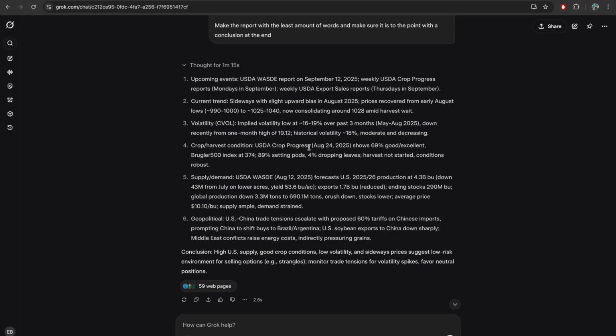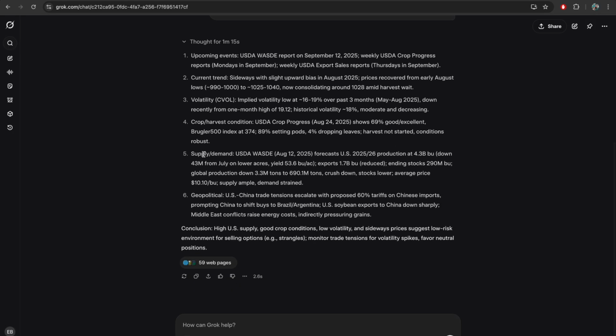So the USDA crop progress in August 24 shows 69% good to excellent condition for soybeans, and then we have the index: 89% setting pods, 4% dropping leaves, harvest not started, conditions robust. So that tells you the conditions are pretty good, and you can obviously ask it to expand and tell you more about every single point, or you can go and research it on your own if you need to. Now for the supply and demand, let's see here.